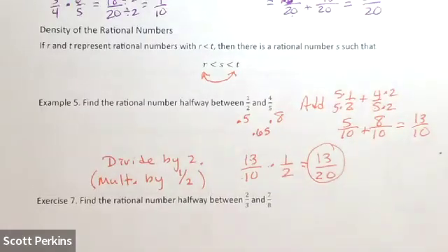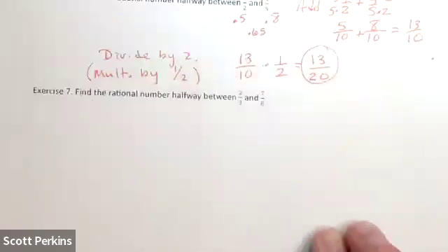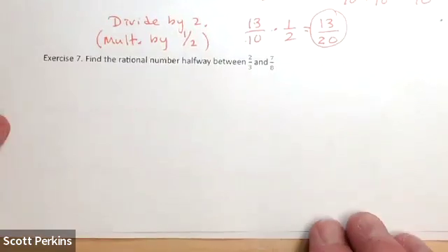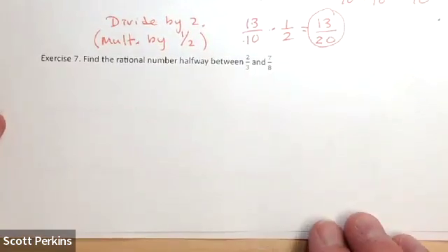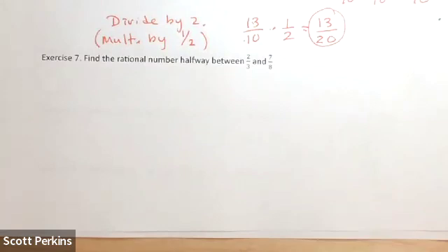So I would like you to finish off by pushing pause and doing exercise 7. Find a rational number halfway between 2/3 and 7/8.